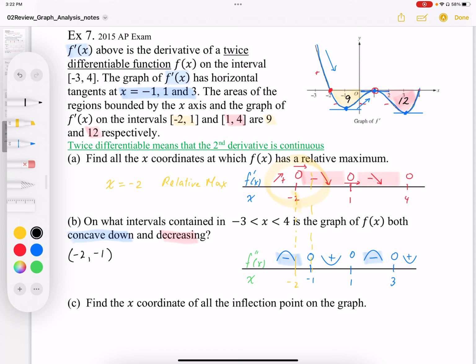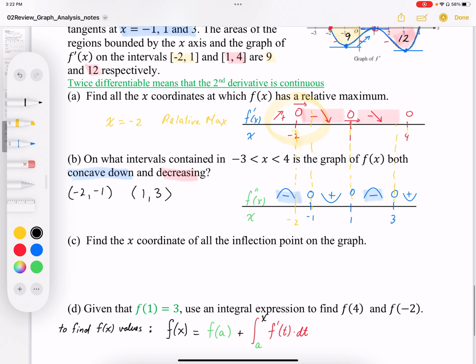That's one interval. And it looks like there's another interval here where it's concave down and decreasing. That's going to be between +1 and +3. So the other interval is going to be from 1 to 3. And these two intervals are both concave down and decreasing.